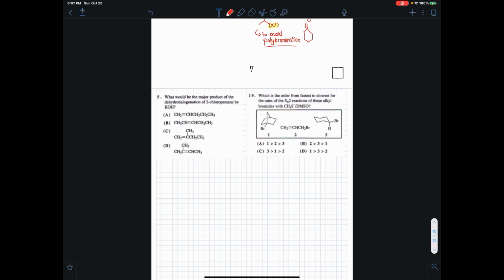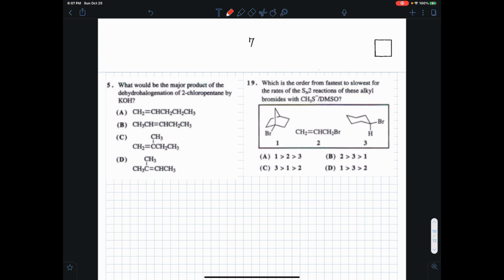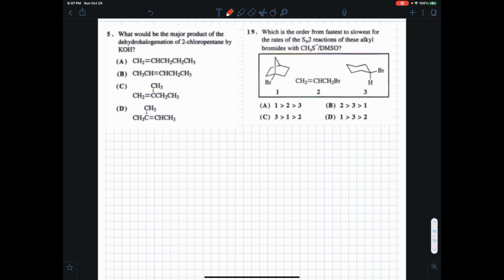Alright guys, so moving on to the multiple choice that I gathered from the ACS booklet. The first question is, what would be the major product of the dehydrohalogenation of 2-chloropentane by KOH? So let's start by drawing out the reactant, which is 2-chloropentane. So 1, 2, 3, 4, and 5, and then you have a chloro on the second carbon. CH3, H, CH2, CH2, and then CH3.